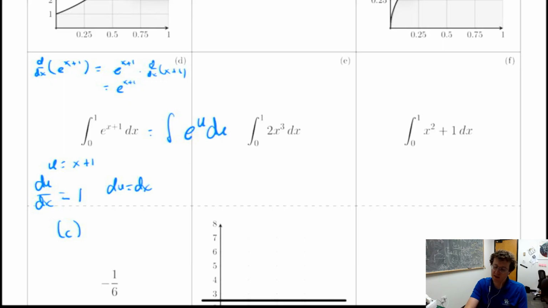There's one slight complication here. The bounds change. They're not 0 and 1 anymore. They actually become 1 and 2.